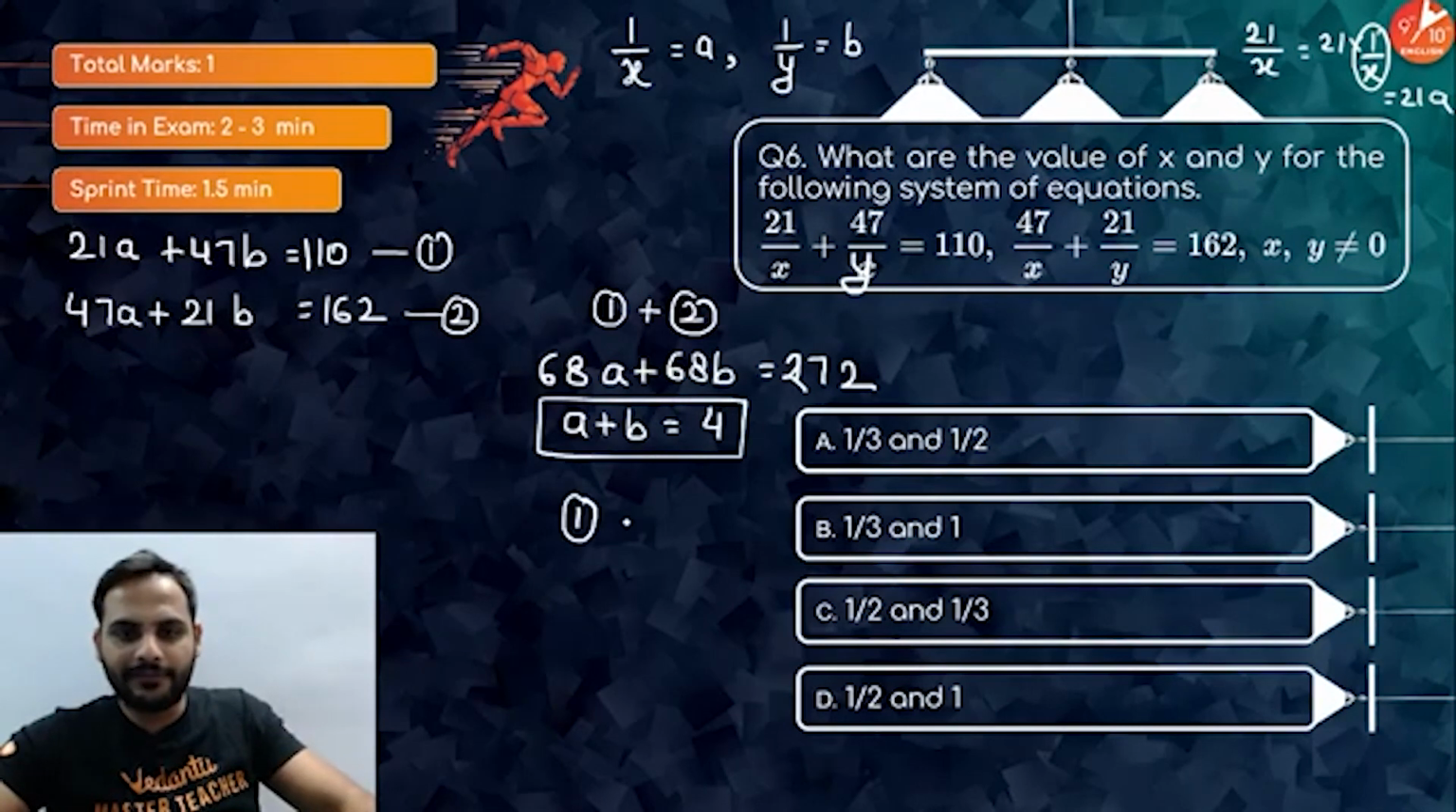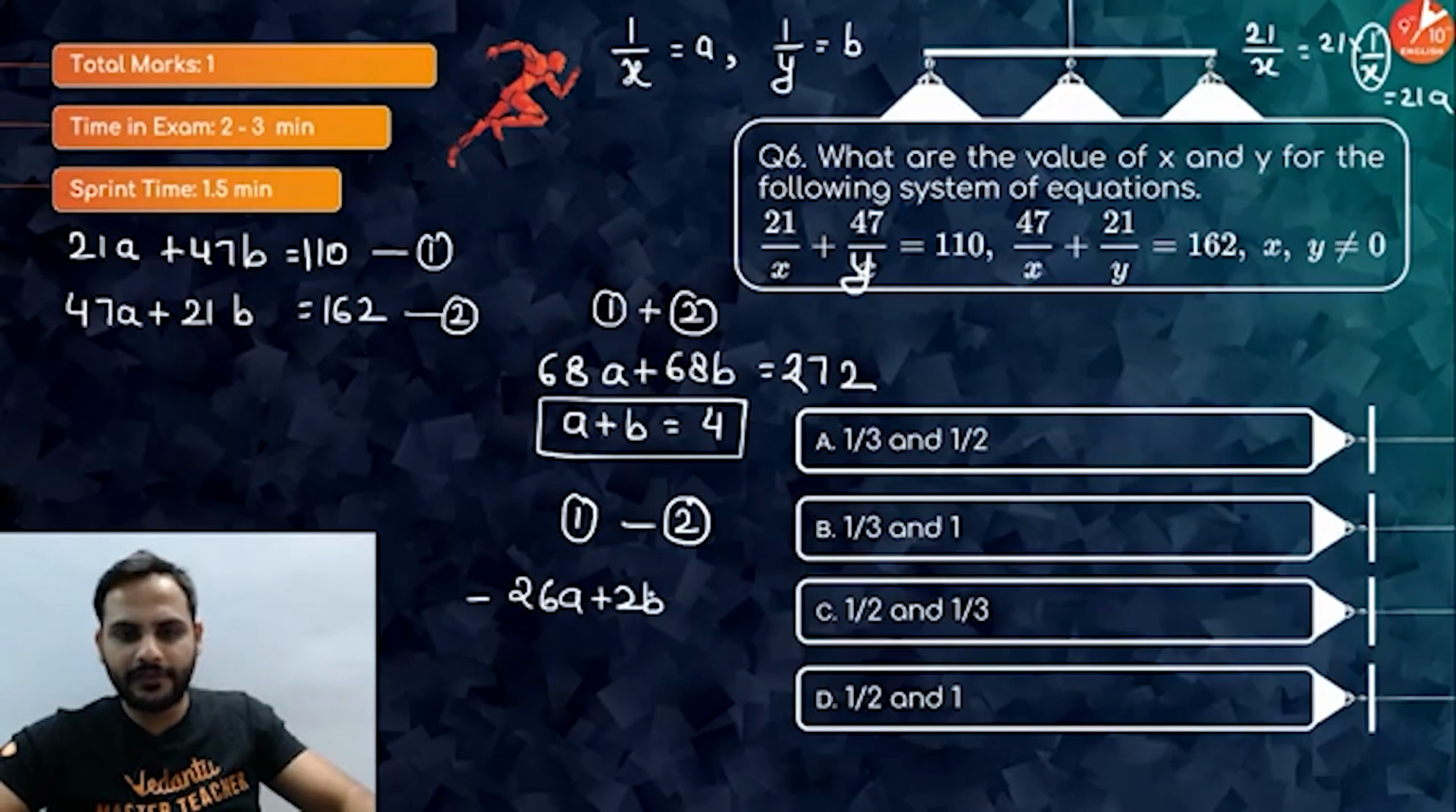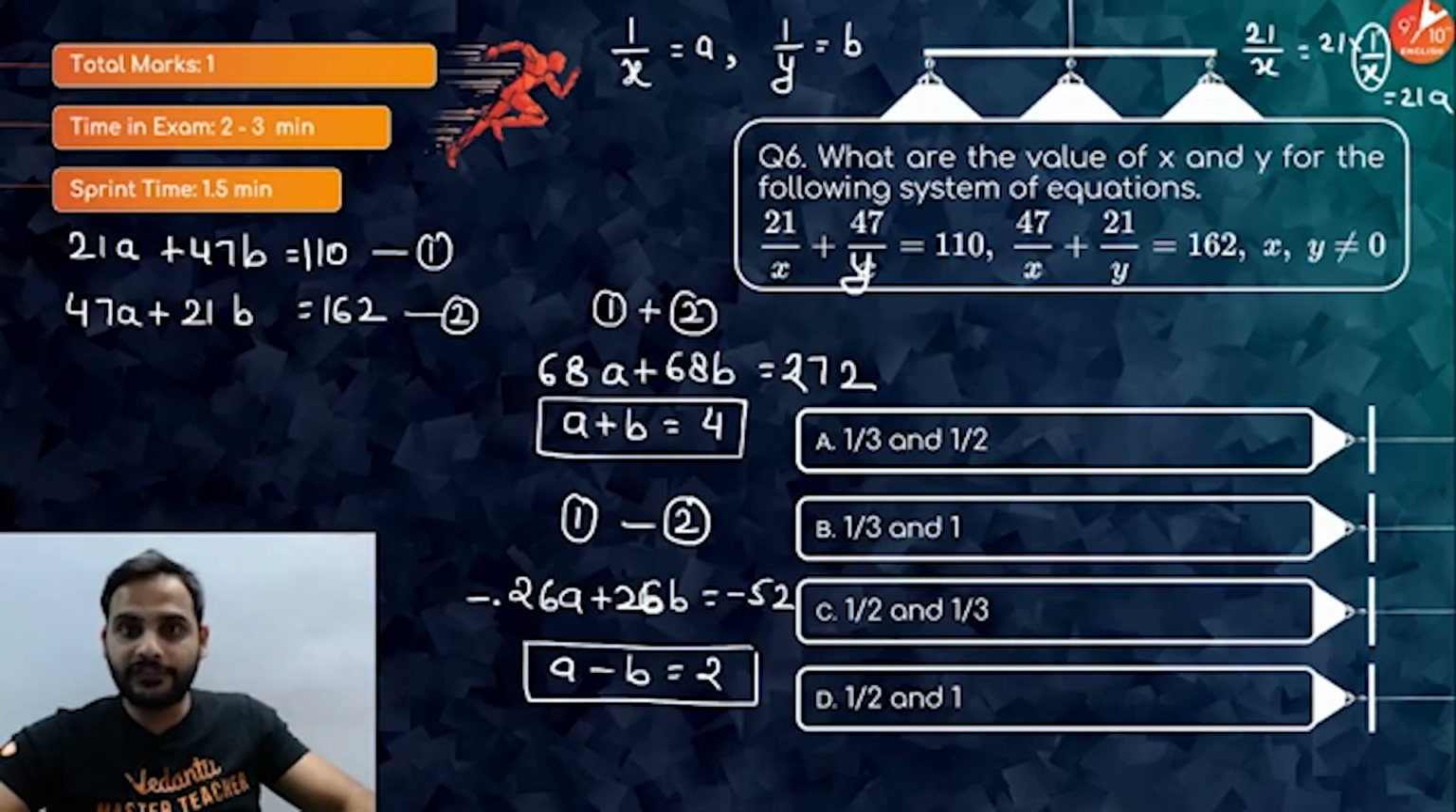Second time, subtract both. Equation 1 minus equation 2. So 21 minus 47, if you do, guys, you'll be getting minus 26a, and here 47 minus 21 will become plus 26b is equal to 110 minus 162 will be equal to what? 52, and that is minus 52. Take minus 26 common, you'll be getting a minus b is equal to minus 52 upon minus 26, which is equal to 2.